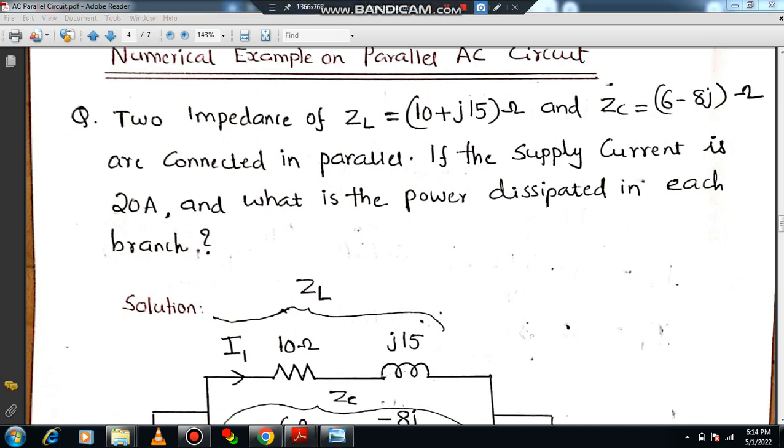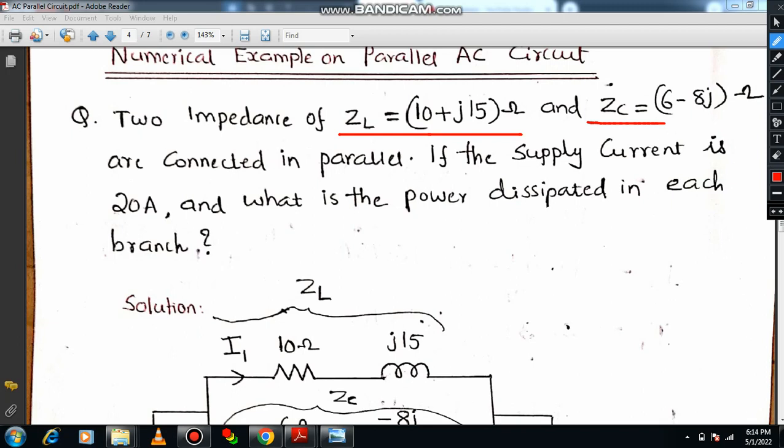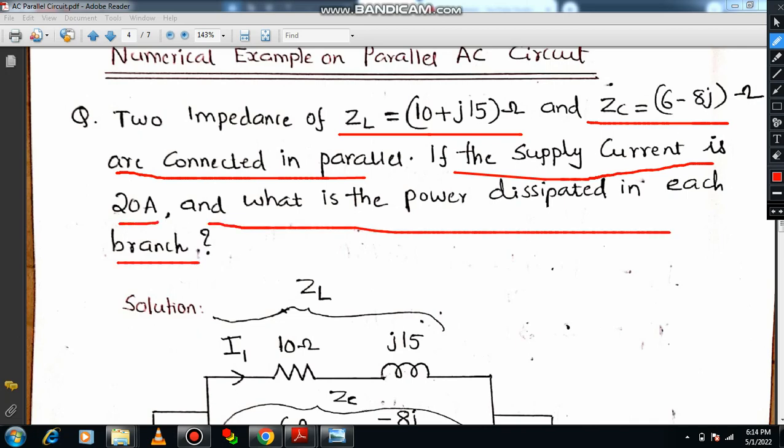So let's read out the question. Two impedances, ZL is equal to 10 plus J15 ohm and ZC is equal to 6 minus 8J ohm, are connected in parallel. If the supply current is 20 amps, what is the power dissipated in each branch? First of all, they have mentioned the value of impedance, ZL and ZC, both connected in shunt or parallel fashion. The total current is 20 amps. Then what could be the values of power dissipated in each branch?